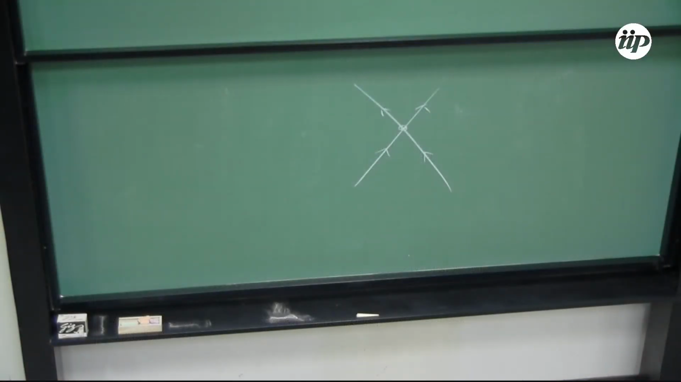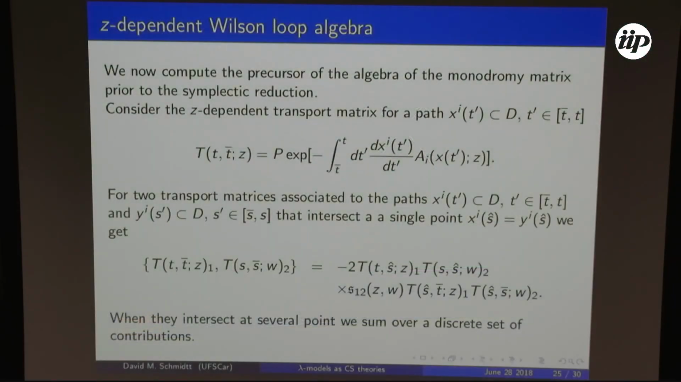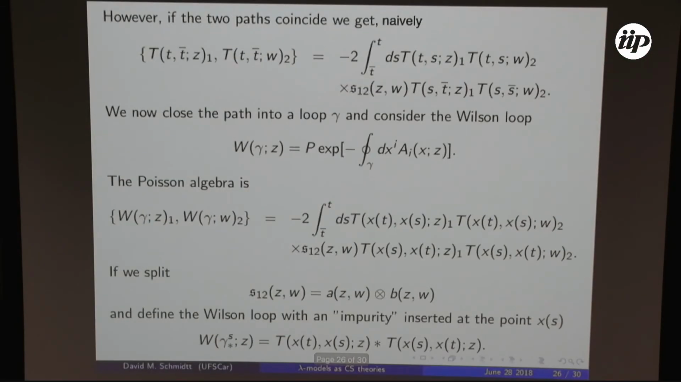If we have more than one intersection, well, we have to sum over all these contributions. And this is a tricky limit, which I'm treating more heuristically here. If the two paths coincide, we can write this expression this way as a contribution of all the points they intersect. So now I close the loops and I compute the Poisson algebra.